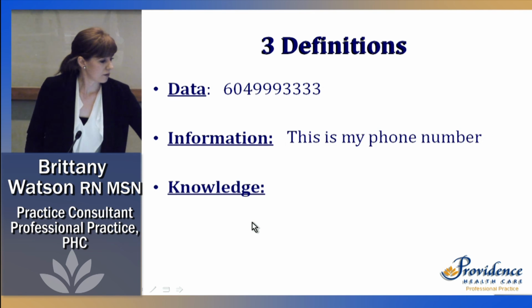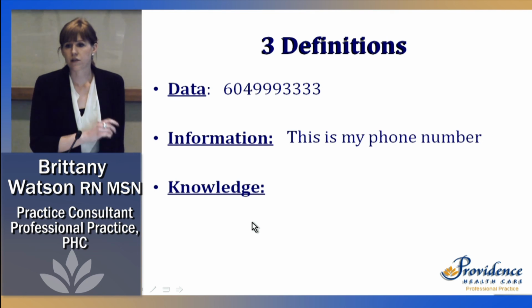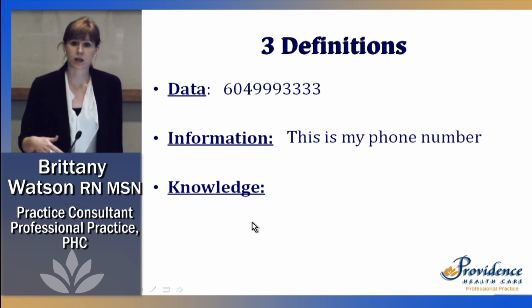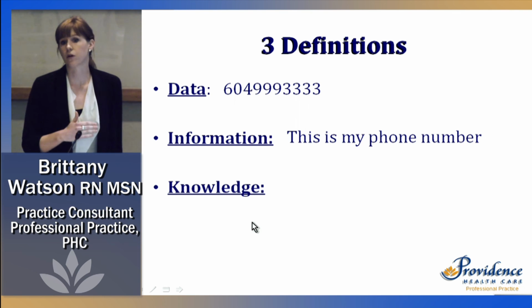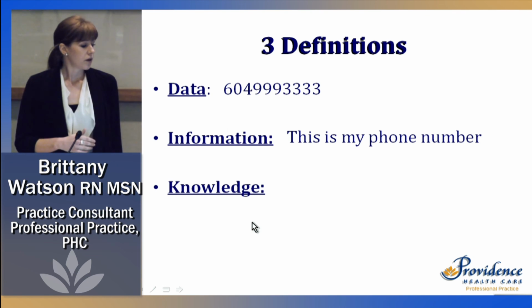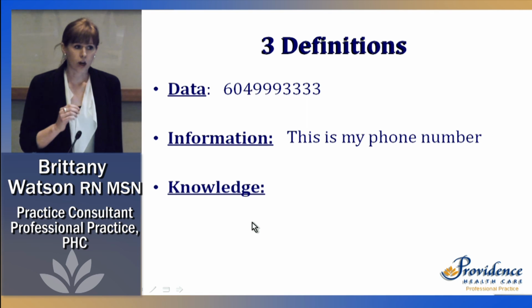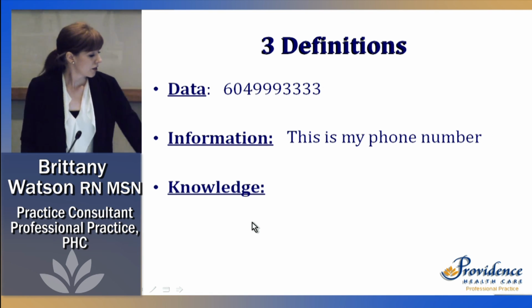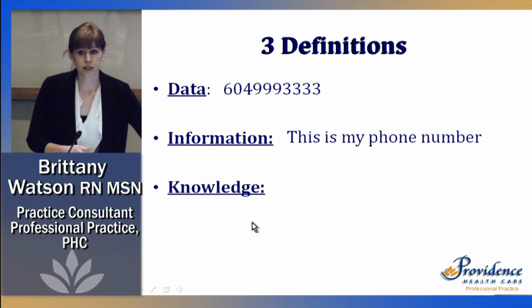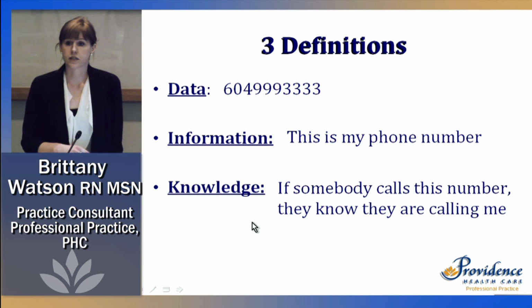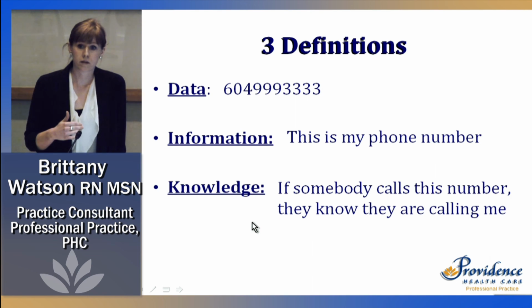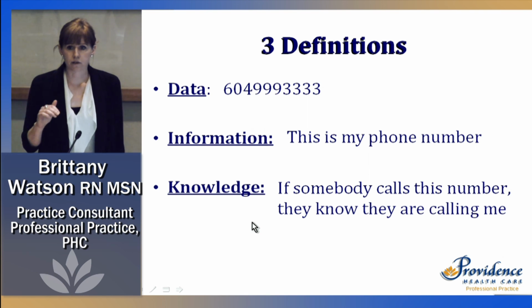So if I tell you that this is my phone number, now that data is no longer just a piece of data, but now it is information because I'm giving you context to what that number actually refers to. And then knowledge is the combination of data and information that helps us make decisions. So for example, the knowledge that can come from this example is if somebody calls this number, they're going to know that they're calling me. So I think that helps break down the difference between data, information, and how data and information build towards knowledge.